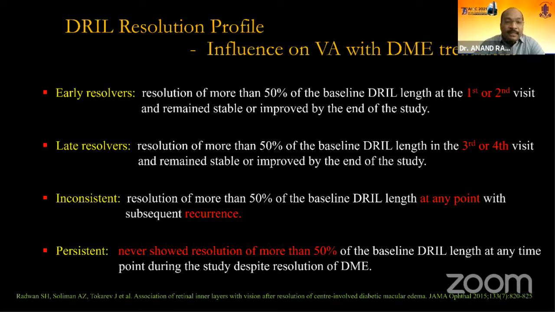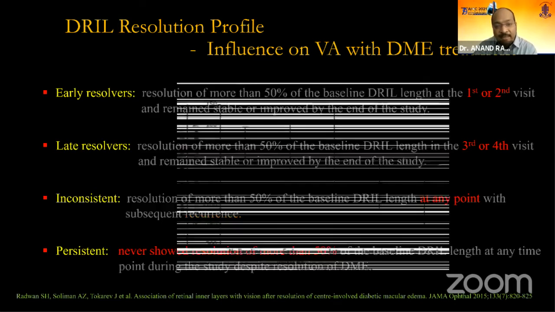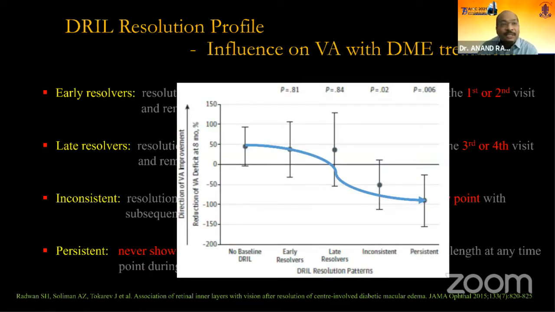Not surprisingly, they found that the best acuity gainers were those with no baseline DRIL, followed by early resolvers, then late resolvers, then inconsistent, and finally the worst were those with persistent DRIL. In other words, if you have 100 patients where DME is resolved, those that will have the best acuity will be the ones where DRIL has resolved the fastest.